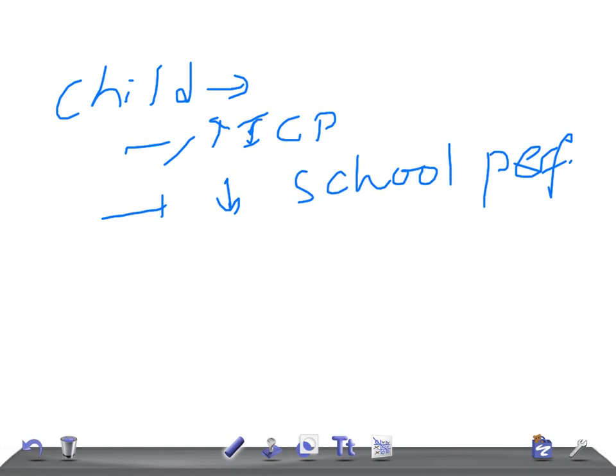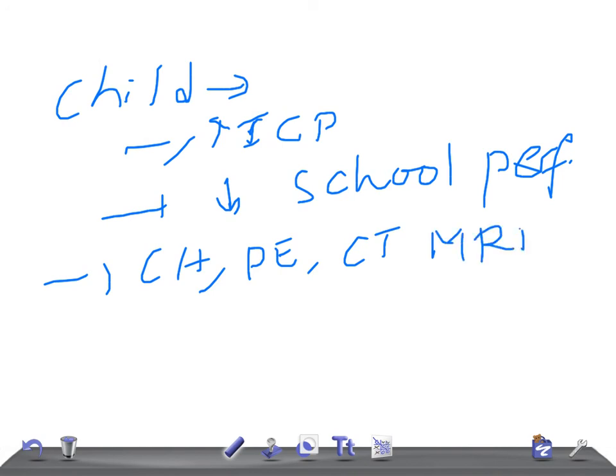So how do you diagnose that? One is the clinical history, very important, and physical examination, very important. Then CT scan of the head and MRI to locate the lesion. And remember, some familial cases of aqueductal stenosis have been reported with an X-linked pattern.